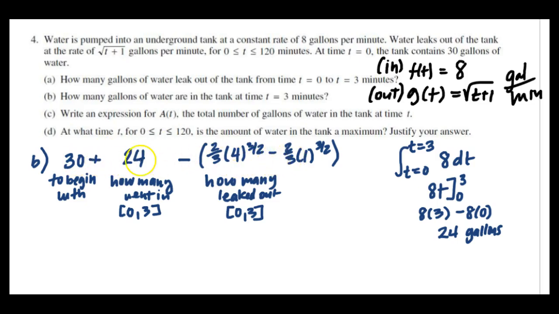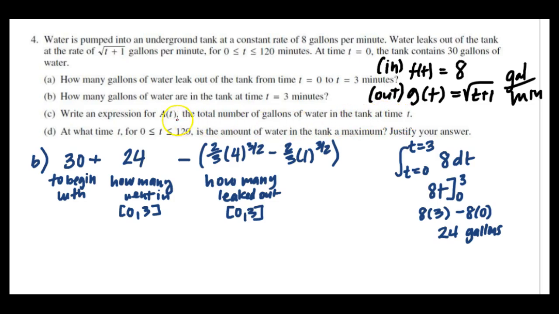So there was 30 plus 24, and then minus however many leaked out. So the amount we started with plus how much went in minus how much came out. So that is our answer to part B. Alright, so now moving on to part C. Write an expression for A of t, the total number of gallons of water in the tank at time t.